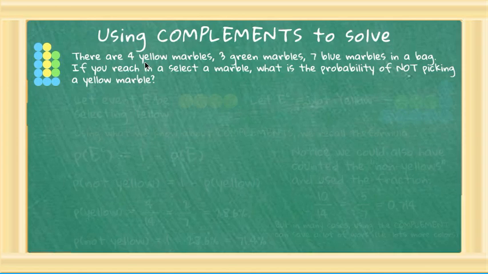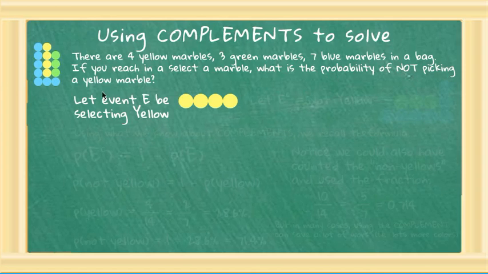Okay, we've got 4 yellow marbles, 3 greens, 7 blues in a bag, and if we reach in and select one, what's the probability of not picking a yellow marble? So here's a pretty simple example of using a complement, and the "not" there kind of shows us why it would be useful.